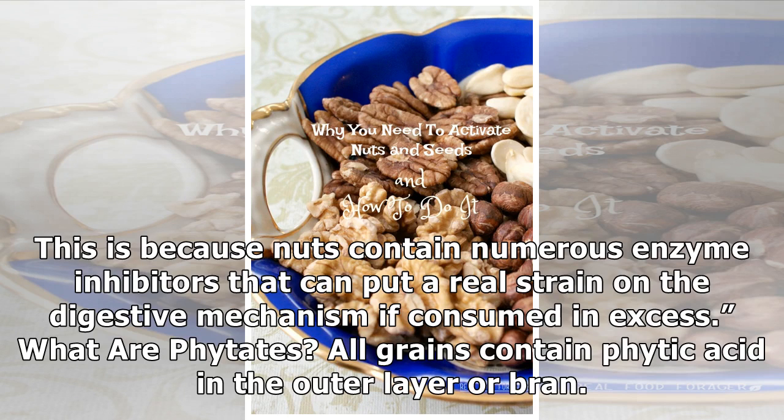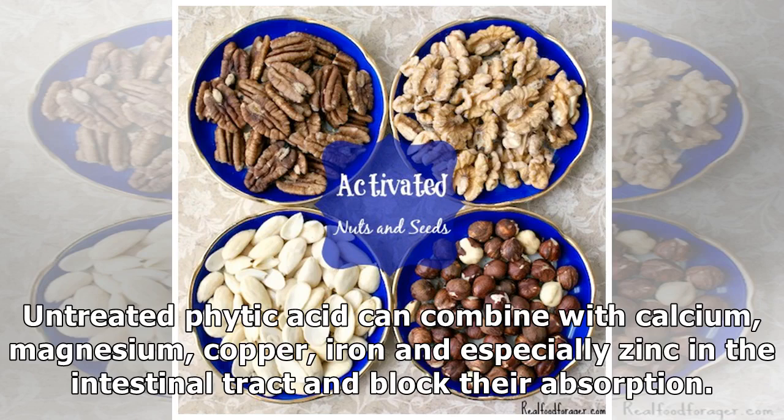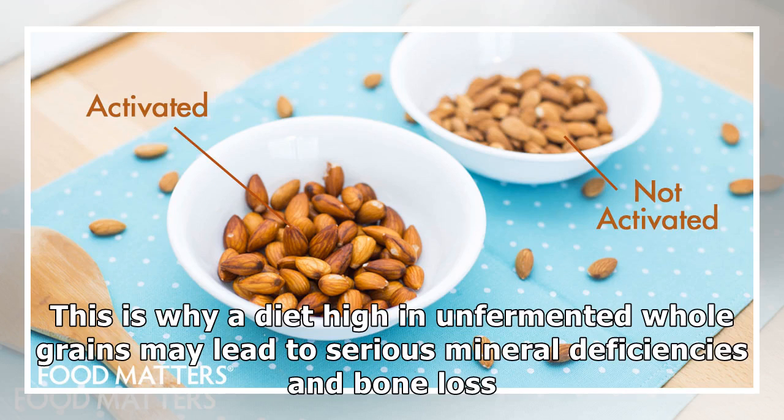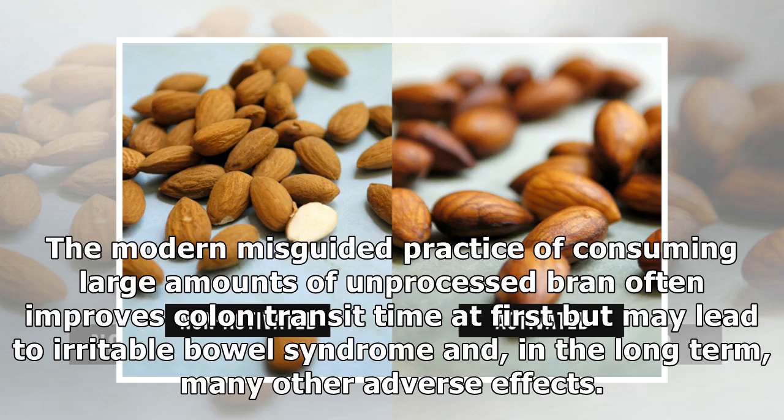All grains contain phytic acid in the outer layer or bran. Untreated phytic acid can combine with calcium, magnesium, copper, iron, and especially zinc in the intestinal tract and block their absorption. This is why a diet high in unfermented whole grains may lead to serious mineral deficiencies and bone loss. The modern misguided practice of consuming large amounts of unprocessed bran often improves colon transit time at first but may lead to irritable bowel syndrome and, in the long term, many other adverse effects.